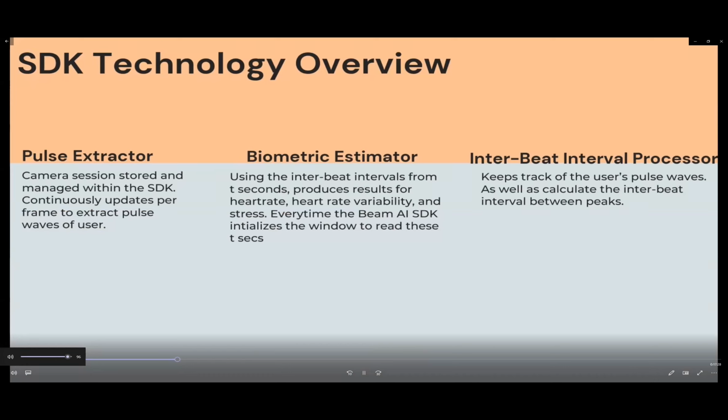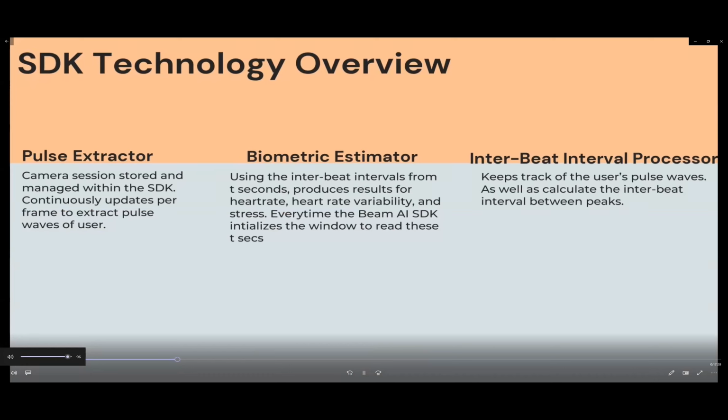What the first one, the pulse extractor, is doing is activating the camera session from your phone, which is stored and managed within the actual SDK itself. And every single frame it's updating the wave pulses it's generating to then be calculated on. So the pulse extractor is just continuously updating every frame to extract wave pulses for the reader.